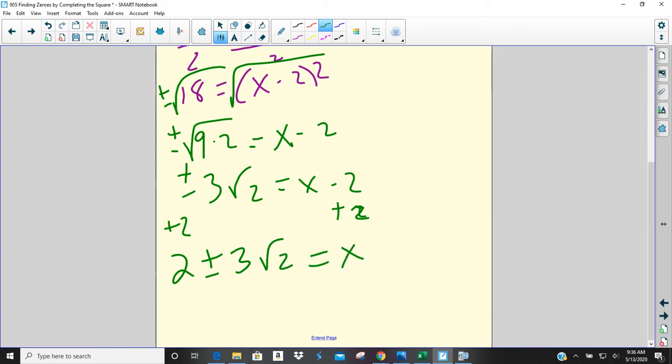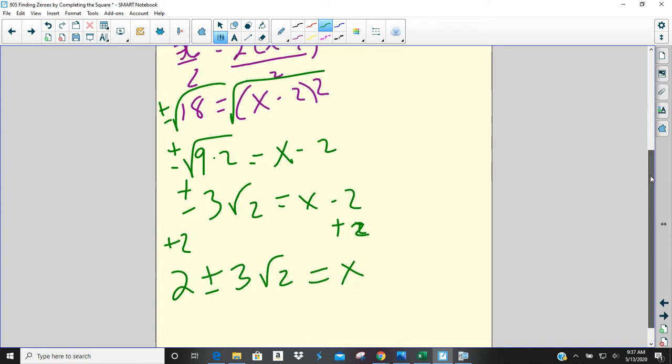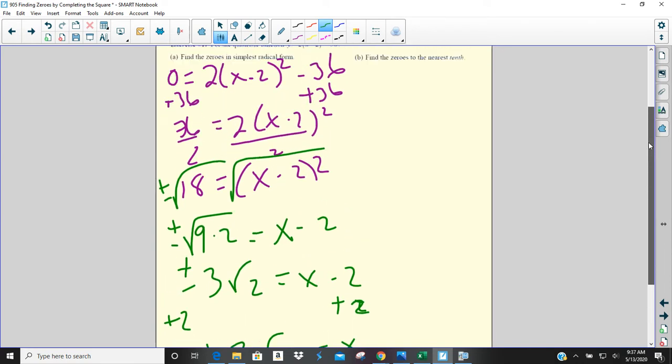I cannot put that 2 with the 3. They do not go together. They are not like terms. You have to remember that. Whenever you have a square root, it is never a like term with an integer, okay? You can't put them together. Even though you want to, you really want to, you can't. And what this is saying is it's 2 plus 3 square root of 2 and 2 minus 3 square root of 2.